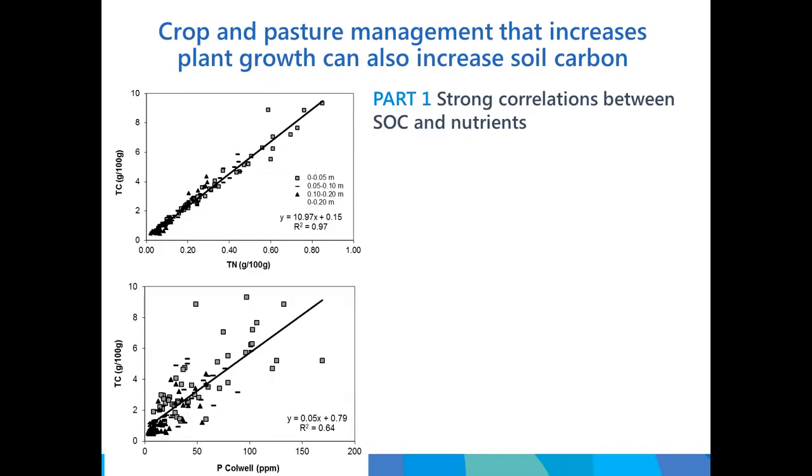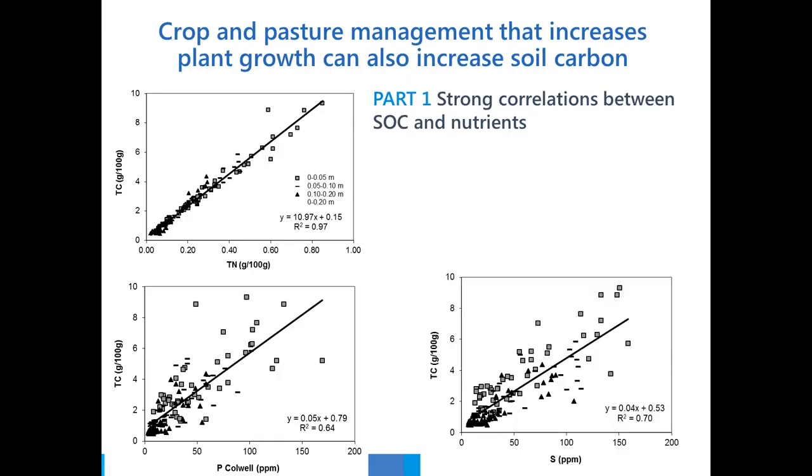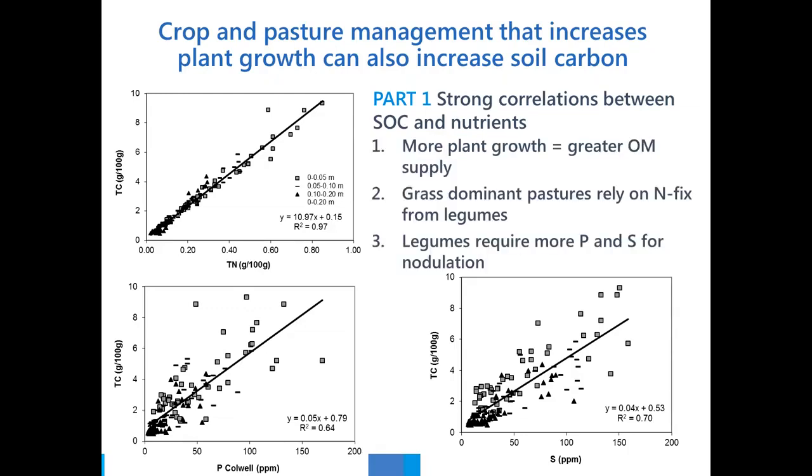Second graph here. Now we've got total carbon on the y-axis, and on the x-axis this time we've got available phosphorus. Now remember, there's total phosphorus and available phosphorus, so that's why it's not as neat a line as you can see with your total nitrogen. But we can see generally, as you have an increase in available phosphorus, you also get an increase in total carbon. And again, now if we look at available sulfur on the x-axis as well. Looks a bit like a shot up road sign from Cobar, but you still get that general trend. Increasing nutrients means that you get an increase in total carbon. So more plant growth, greater organic matter supply to the soil.